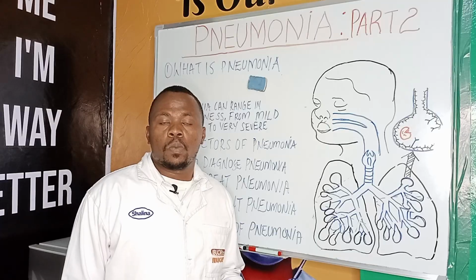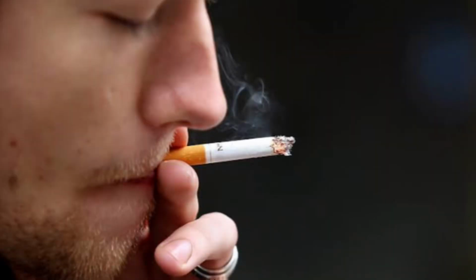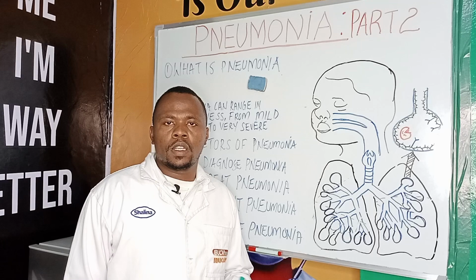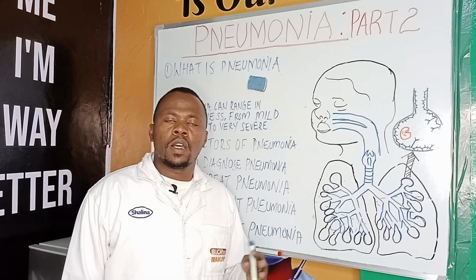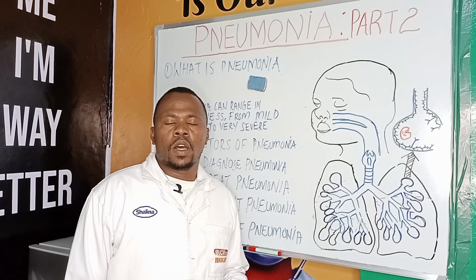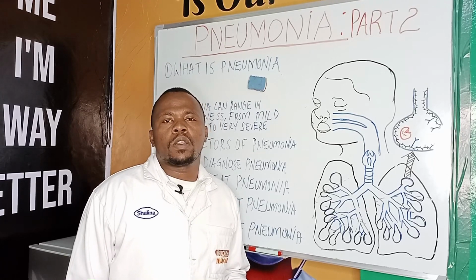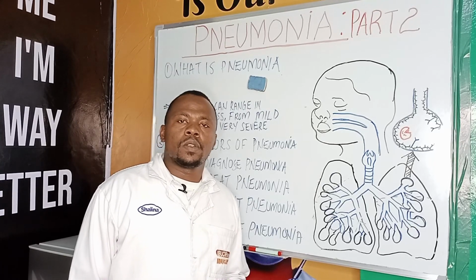And also we have smokers. Smoking usually destroys the cilia. In the other video, we discussed what is cilia. Cilia are the hair-like structures that line the alveolar. These help to beat up the mucus and bacteria that you inhale.